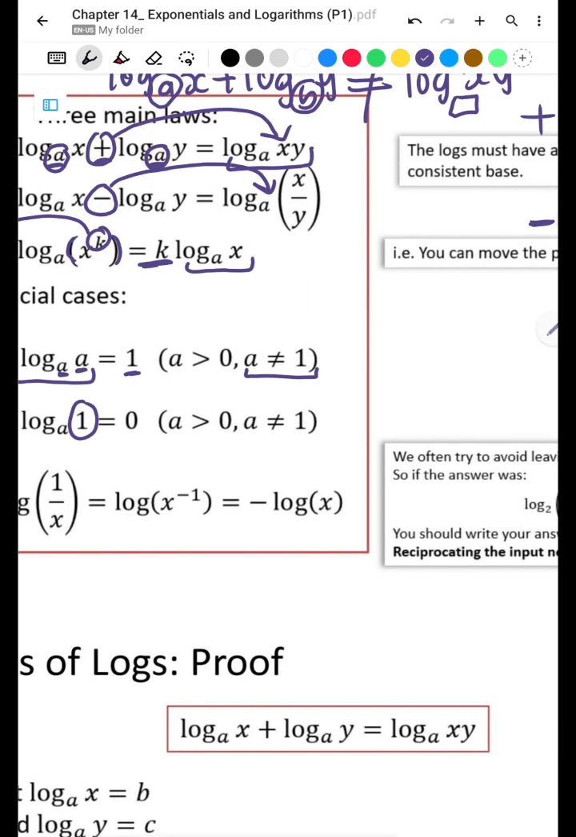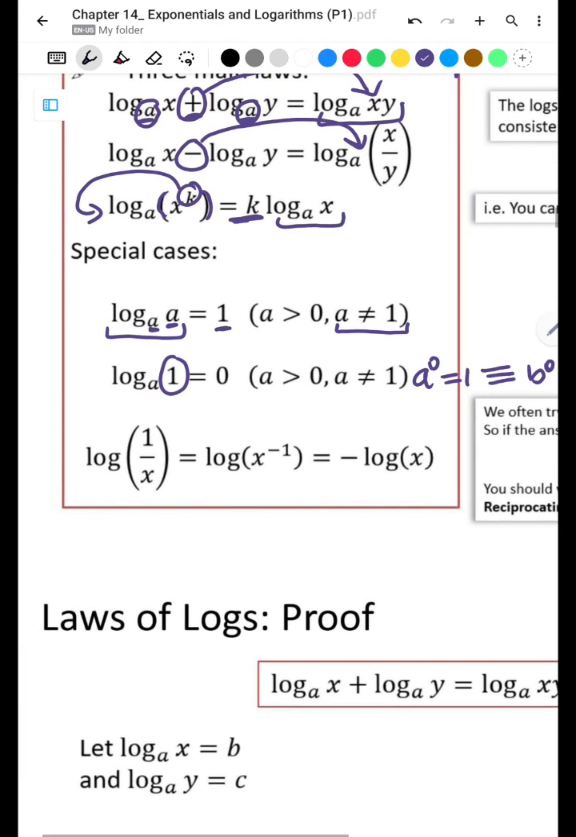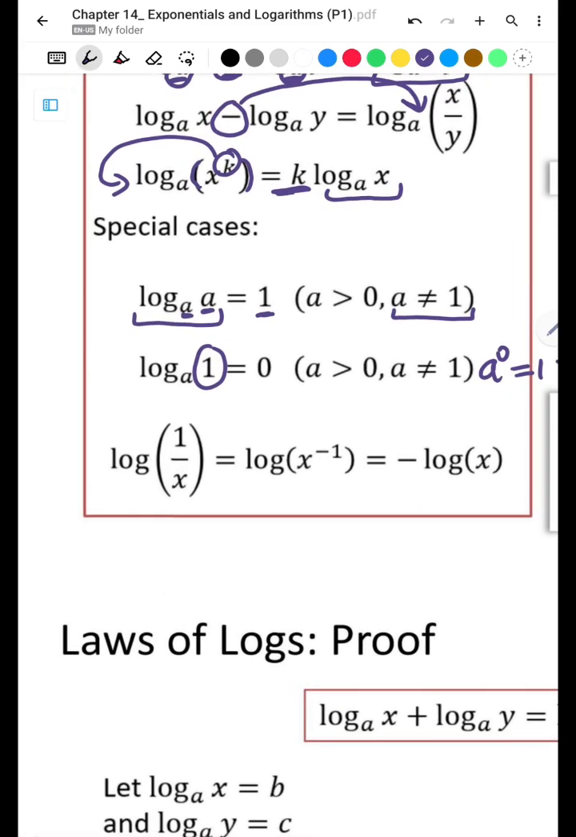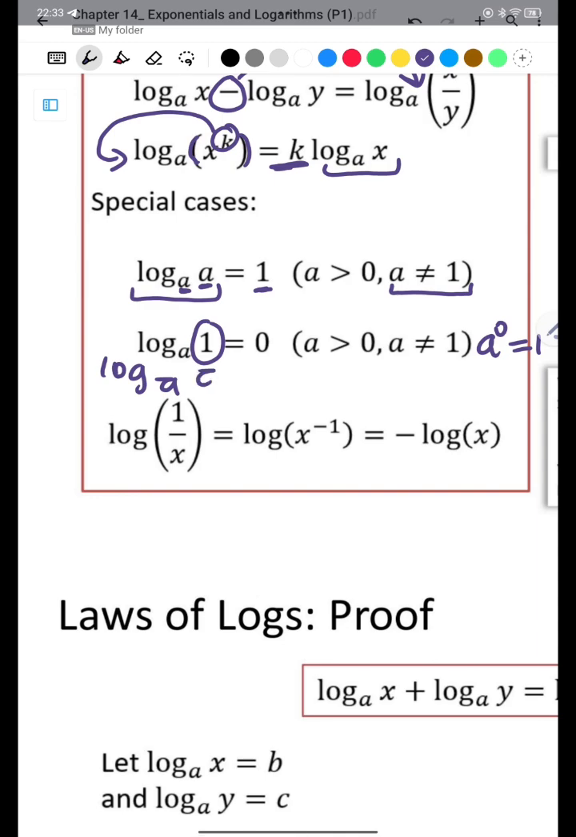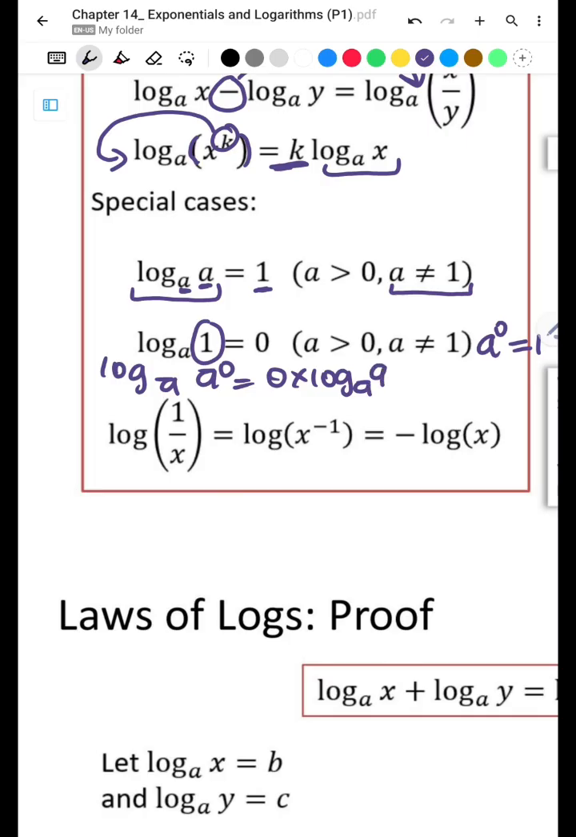Another key fact I will add here is that a to the power of 0 is equal to 1, which is the same thing as b to the power of 0 is equal to 1. Coming to this one here, I've proved this earlier, but it's good to go over it again. Log base a of 1 is the same thing as log base a of a to the power of 0, which is equal to 0 times log base a of a. And using this law of logarithms, that is the same thing as 0 times 1, which is equal to 0.